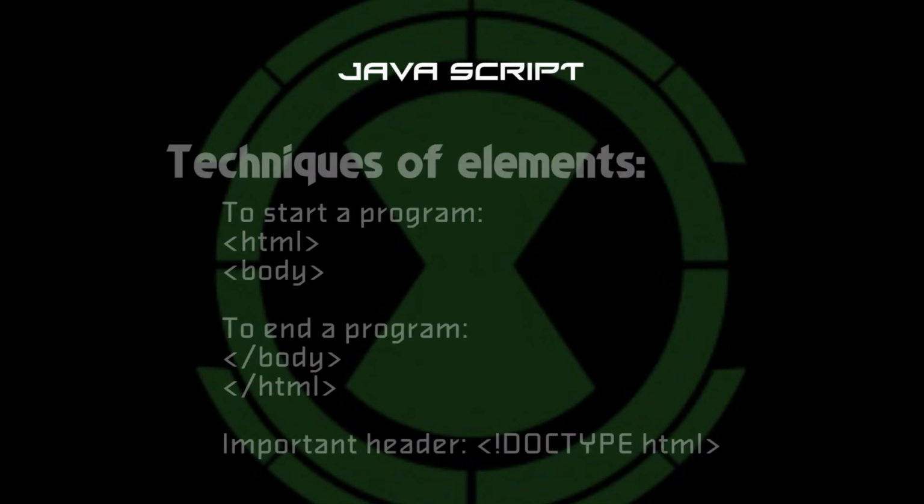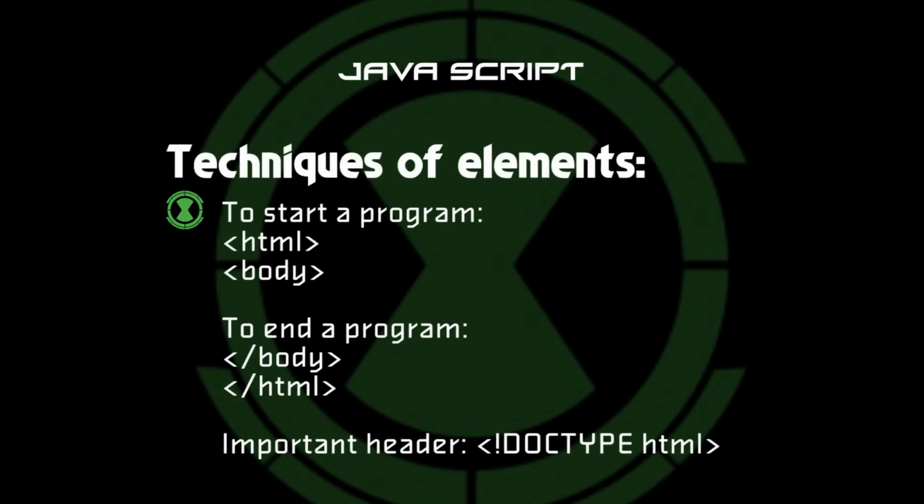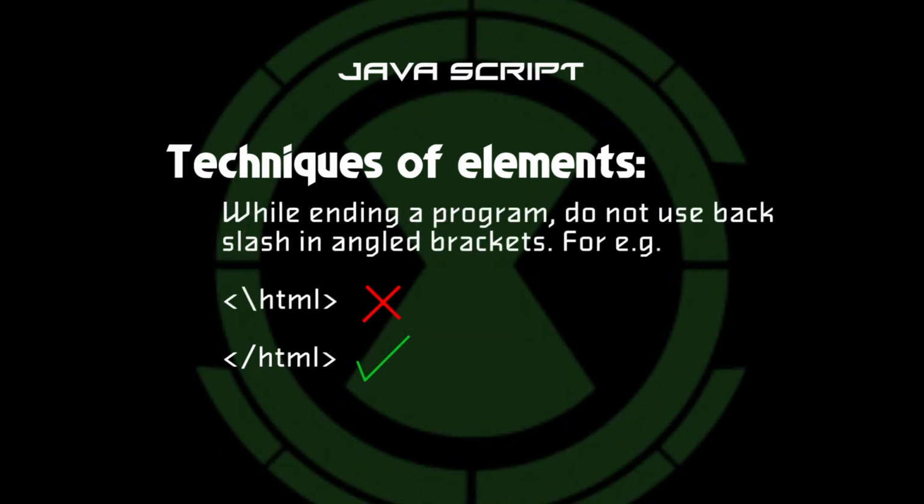See the following techniques, some important elements like HTML and body in angled brackets. But before HTML and body, write !doctype HTML in angled brackets. Note that doctype HTML is part of the header. When you end the programming, you must put a / in the angled brackets, like /HTML and /body. Do not use / in the angled brackets, or you'll find an error on each line.